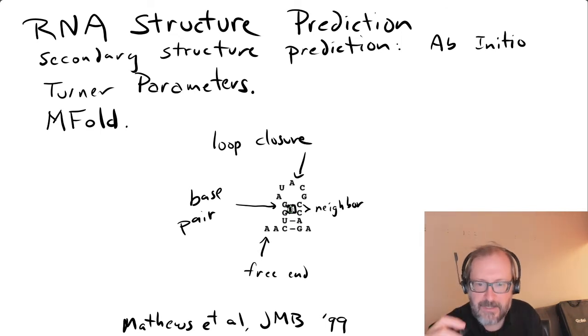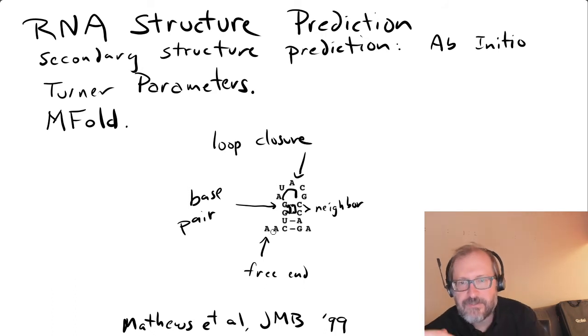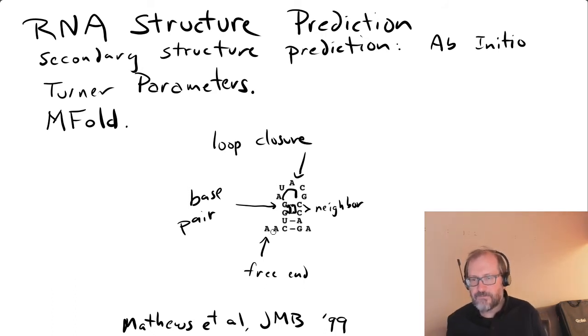Anyway, tabulate that. And then you have the entropic cost of closing this loop, right? And that cost will be higher the longer the loop is. And there's a table for that. And then lastly, there's an entropic cost for this tail becoming shorter. Now this free end is only 2 residues, before it was longer than that. And so you pay an entropic price for that. There's a way to add up all these energies using dynamic programming. And it's implemented in this program called MFold and 1 or 2 successors thereof.